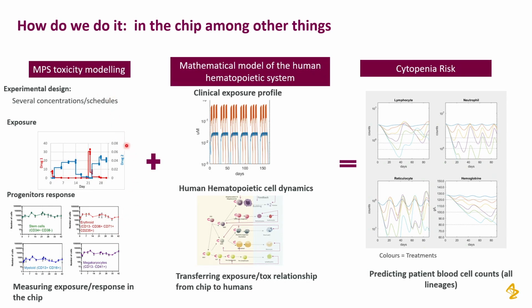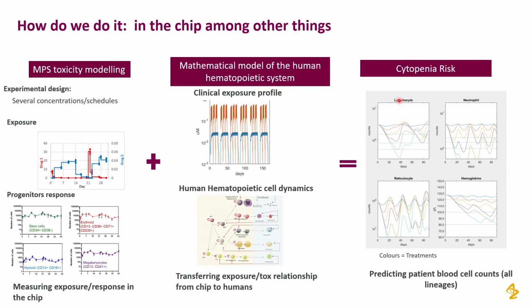And in the chip, what we establish is the relationship between the exposure and the response in the progenitors. We use that relationship to predict what the clinical exposure in patients, after a given dosing schedule, is going to do in the human hematopoietic cell system.